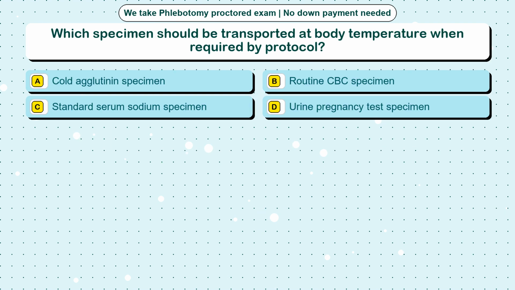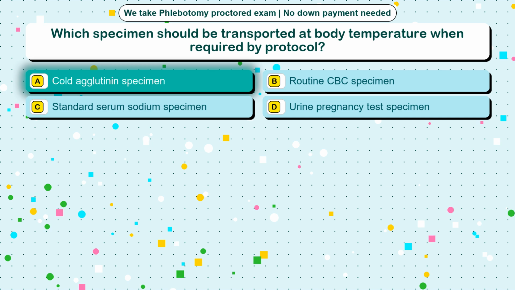Question 10. Which specimen should be transported at body temperature when required by protocol? Option A. Cold agglutinin specimen. Option B. Routine CBC specimen. Option C. Standard serum sodium specimen. Option D. Urine pregnancy test specimen.